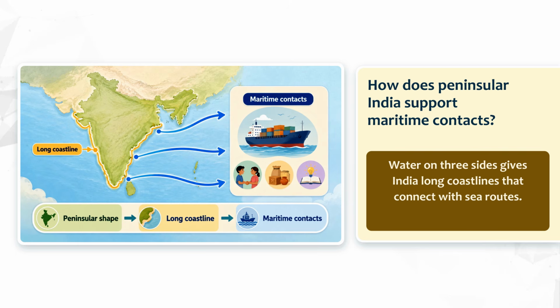The cause and effect chain is visible on the map. Water on 3 sides gives India long coastlines that connect with sea routes. These routes support contact with other places. Next, you will combine continents, oceans, islands, and peninsulas in one labeled map task.